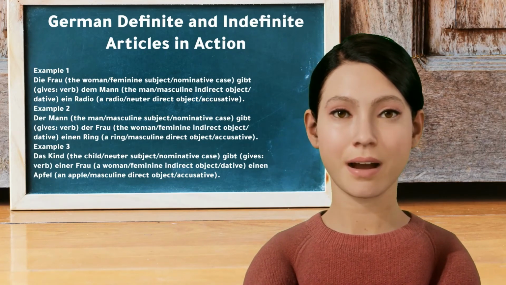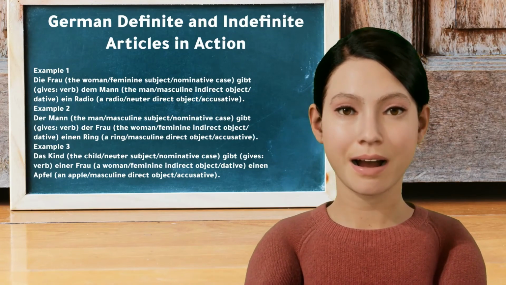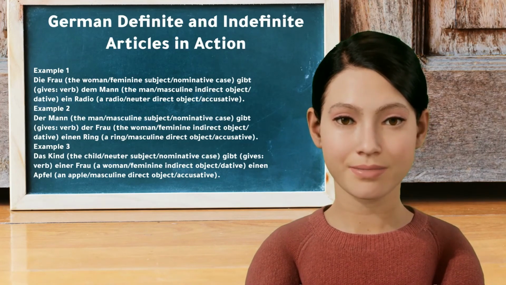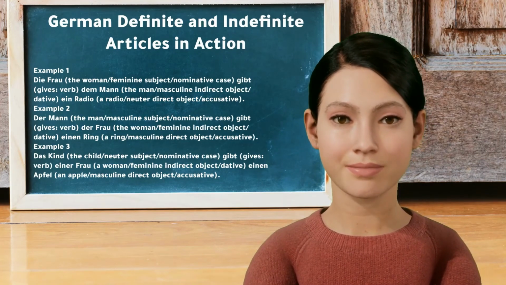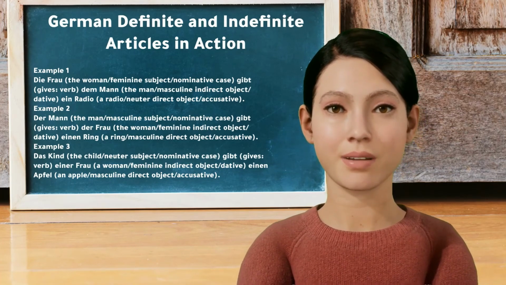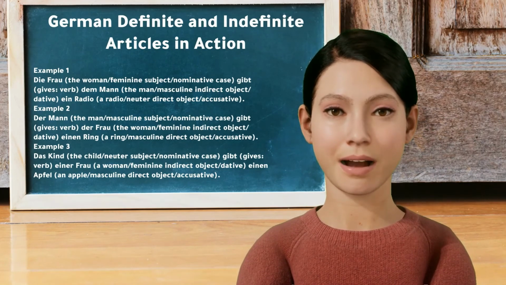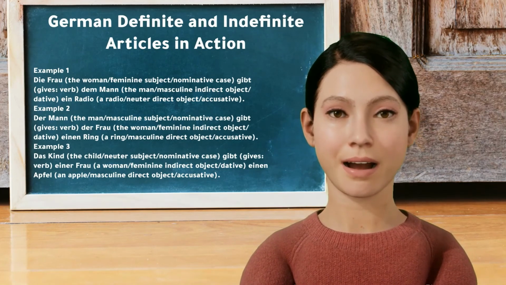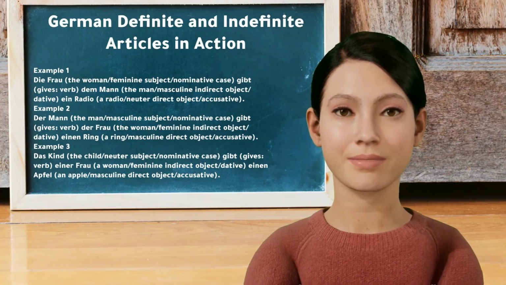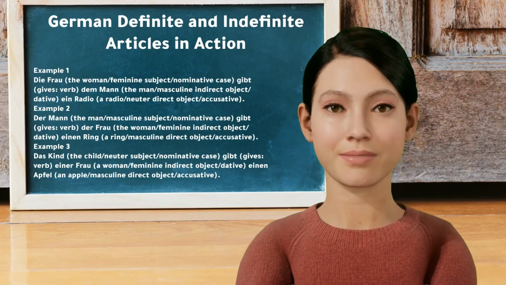Gibt, the verb gives. Dem Mann, the man, which is the masculine indirect object, taking the dative case. Ein Radio, a radio, the neuter direct object in the accusative, is the thing she gives him. Die Frau gibt dem Mann ein Radio. The woman gives the man a radio.